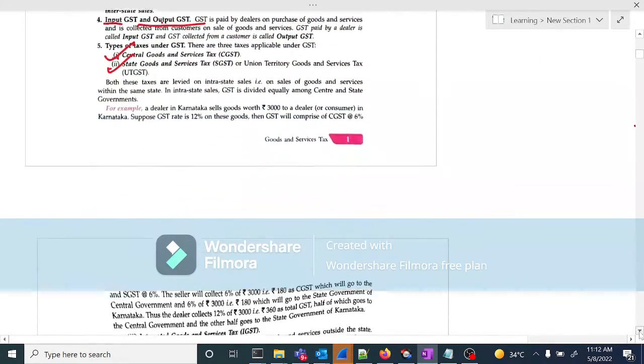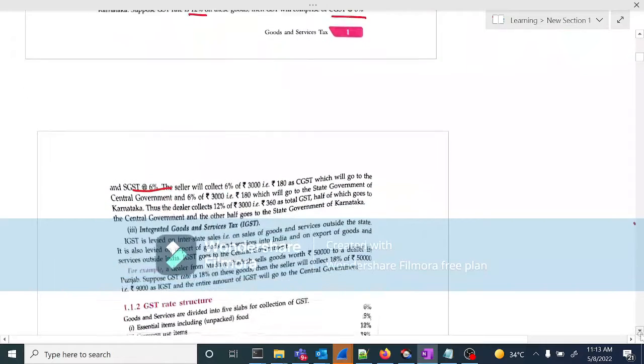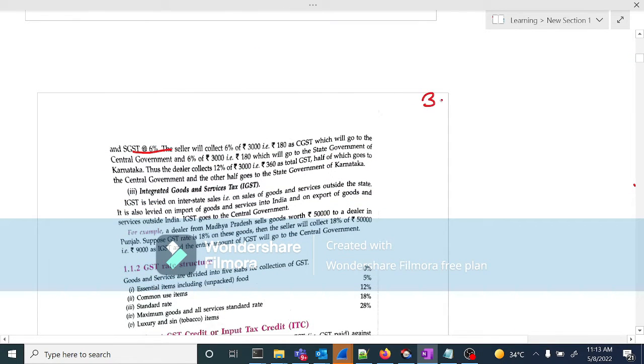So as an example, to understand the concept in a better way. There's a dealer in Karnataka which sells goods worth rupees 10,000 to a dealer or consumer, and there's a GST of 12%. So if there's GST of 12%, 6% will be for CGST and 6% will be for SGST. Same thing, 6% CGST, 6% SGST. 6% of 3,000 is 180.